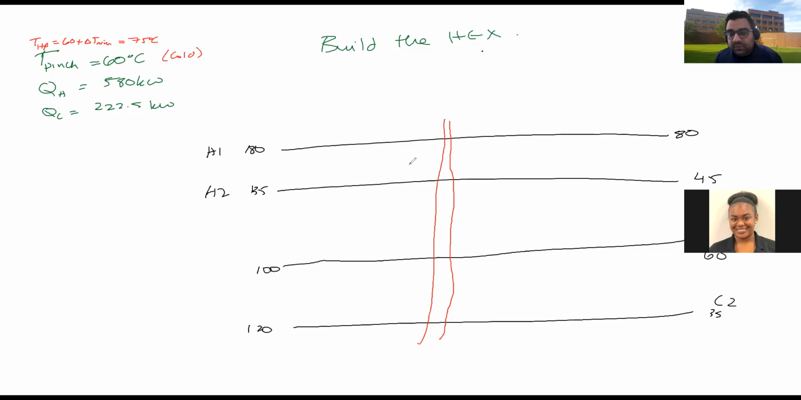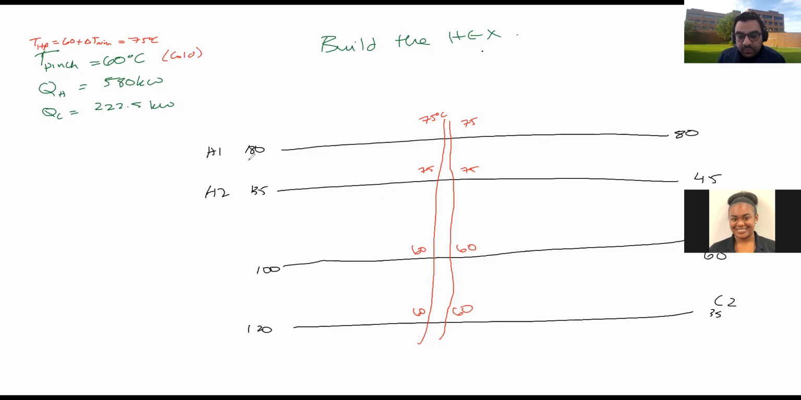So once I draw my 2 lines for the pinch point, for the hot streams, I'm gonna write the pinch temperature for the hot pinch, 75, 75, 75. And for the cold streams, I'm gonna write the temperatures for the cold pinch. So in this case, it's 60, 60, 60, 60, okay? So now I have my system basically.